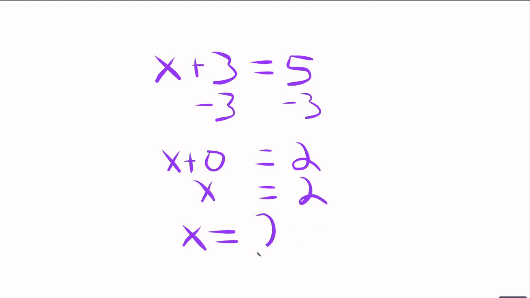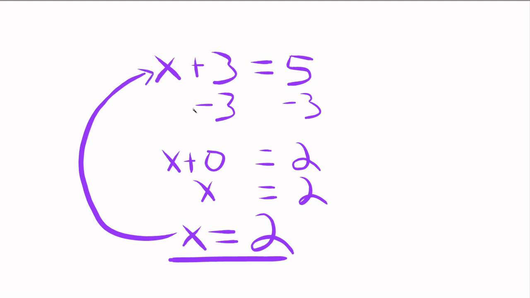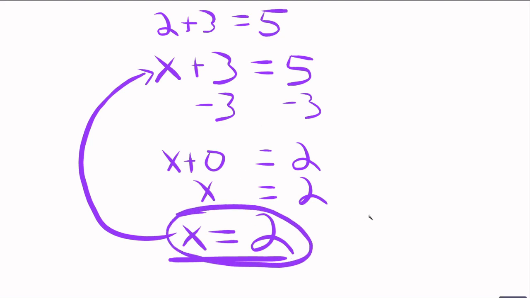And I know this kind of looks redundant, but I'm just writing down here this big x equals 2. We found the value for x that makes this equation true, right? 2 plus 3 equals 5. I'm going to circle this answer, my solution, because it is true.